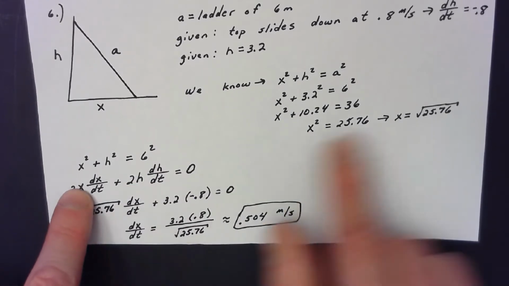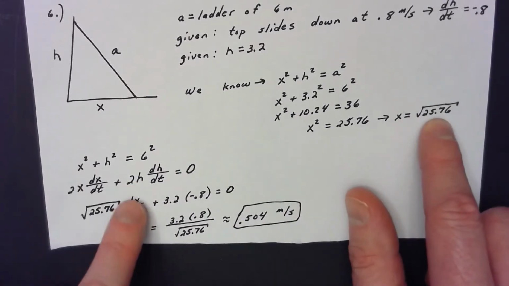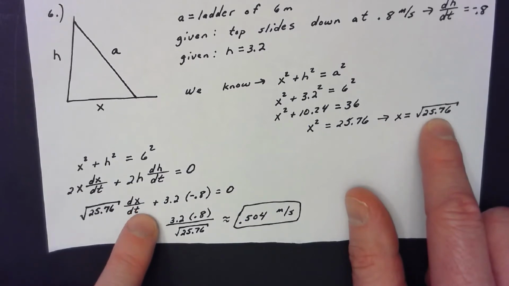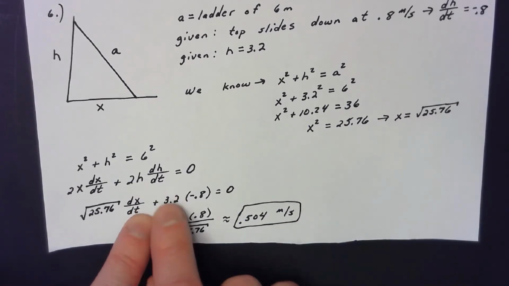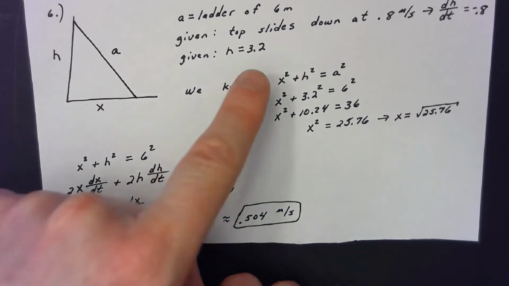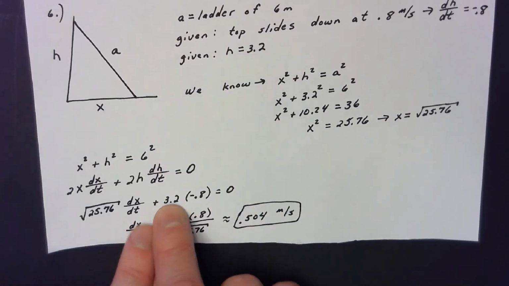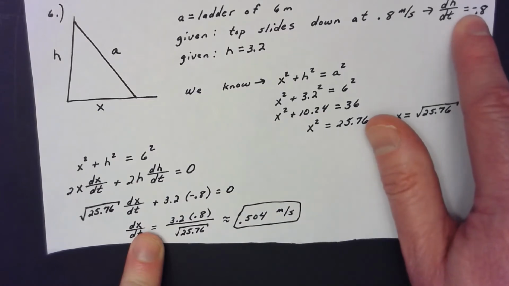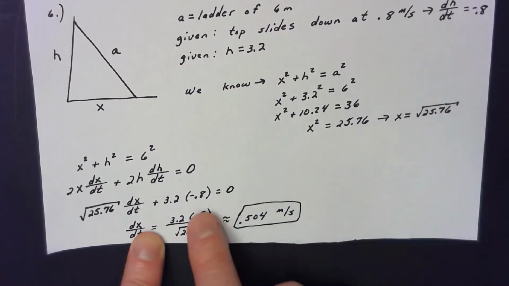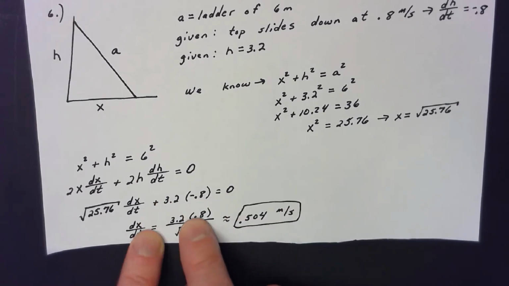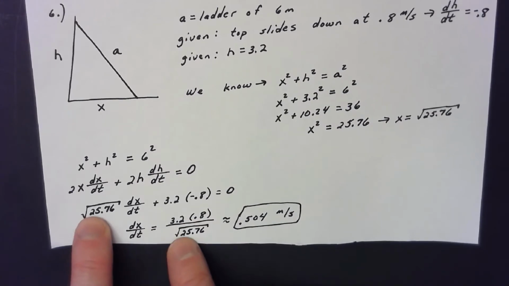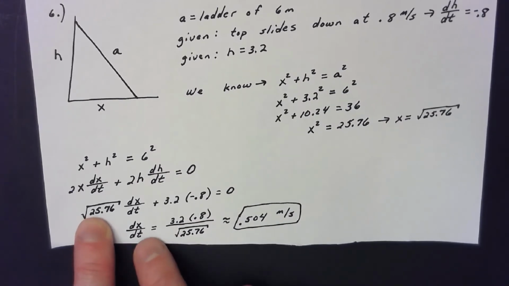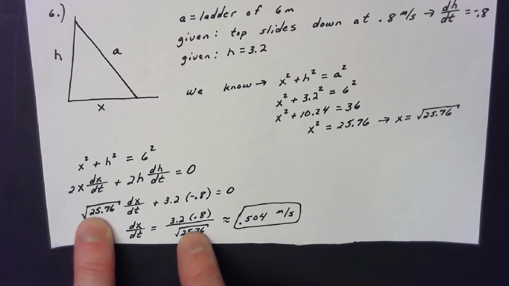So I just said x, which I knew, times dx/dt, which is what I'm solving for, plus h, which was given, 3.2, times dh/dt, that was also given, but I had to understand it's a negative 0.8, and I set that equal to 0. Well, I moved the 3.2 times 0.8 to the right, it becomes positive. Divide by the coefficient of dx/dt, and this gives me an exact expression for dx/dt.